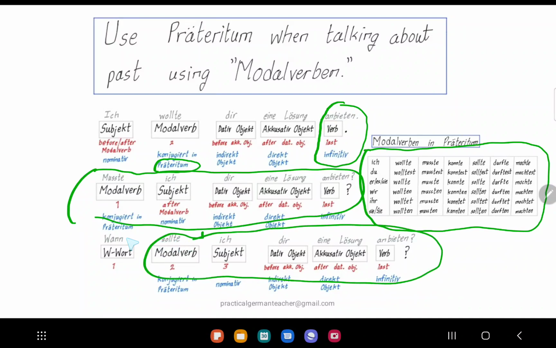And just at the first position, you have the W word, right? So, musste ich dir eine Lösung anbieten for yes or no kind of question. Wann sollte ich dir eine Lösung anbieten? We did for W kind of question. Now let's focus on this table.